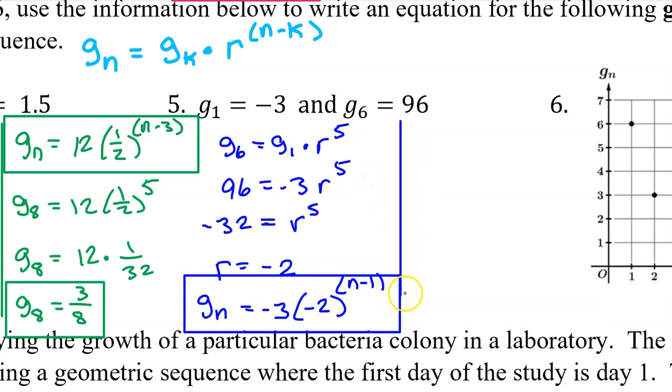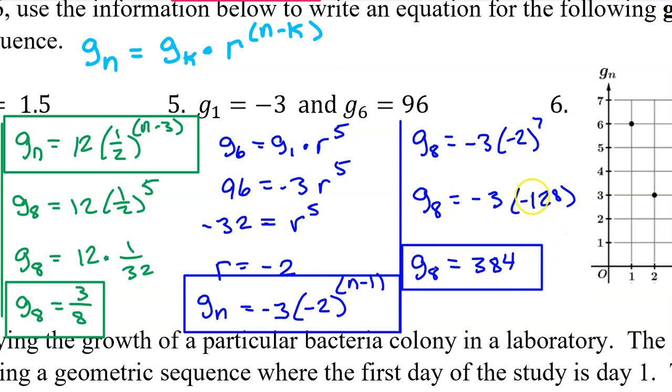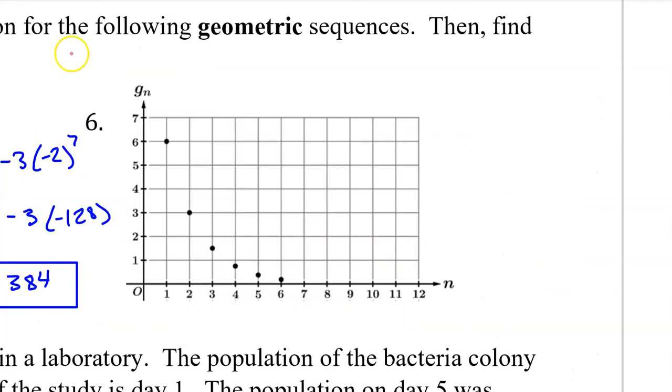Now we can find the 8th term, g8. g8 will equal negative 3 times negative 2 to the 8 minus 1 power. So that'll be to the 7th power. I'm going to use my calculator. 2 to the 7th power, that's negative 128 times negative 3 is positive 384.